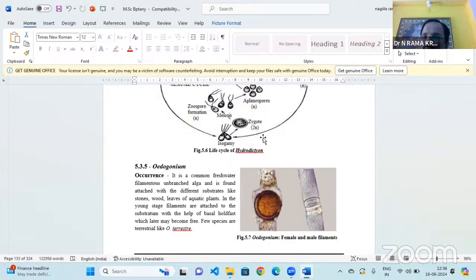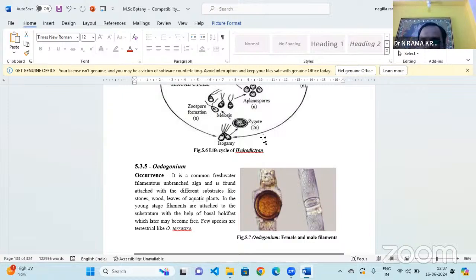Now morphology. Chlorella is also unicellular but a non-motile alga. This is most important. Chlamydomonas and Volvox are both motile algae, but this is a non-motile alga. It is spherical or subspherical, ellipsoidal. The cell is bound by a true cellulosic cell wall.